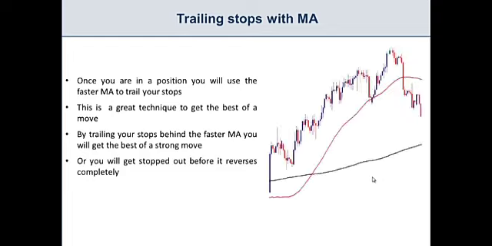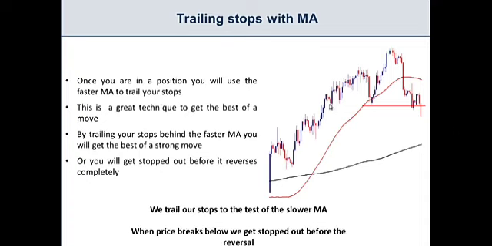Now here's an example where this is the same example of the death cross that we used on the previous slide. The only difference is that we added the last part of the move where we actually reverse to the downside. Now remember, when we are in an uptrend, we are going to trail our stops to the next test of the faster moving average as support. If we are in a downtrend, we are going to trail our stops to the next test of the slower moving average as resistance.